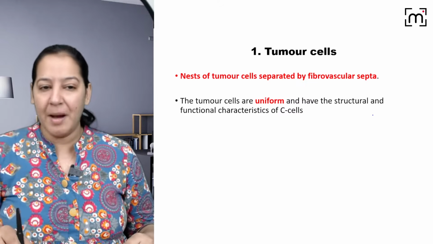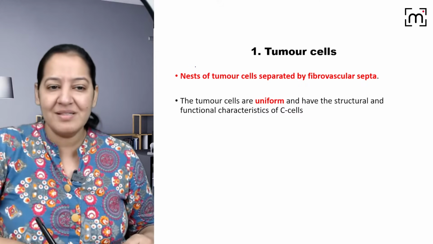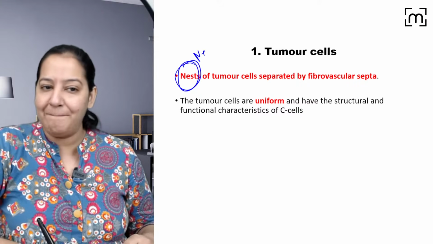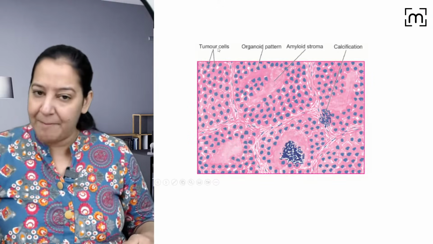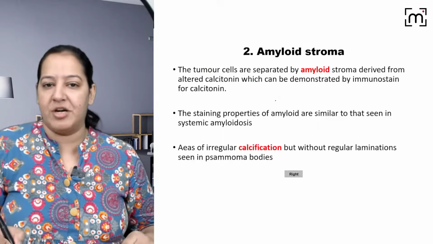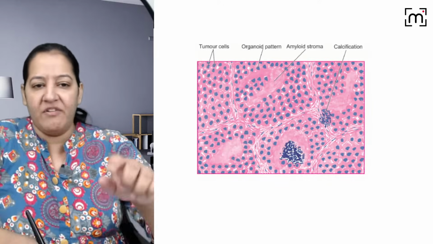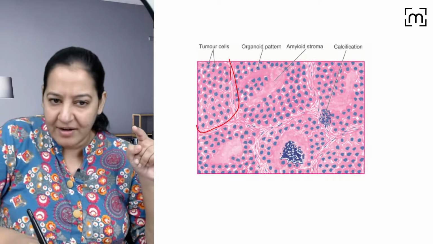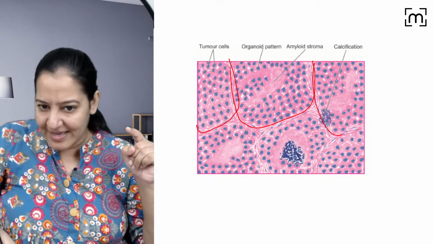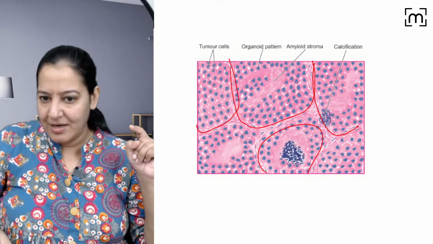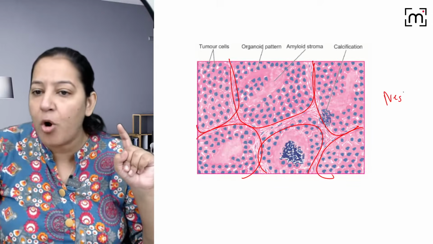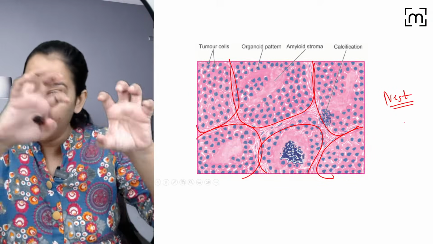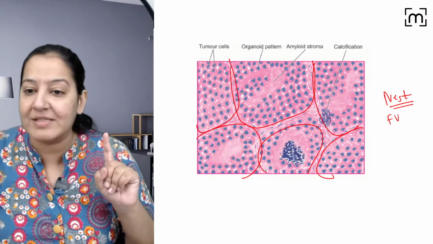Histologically, here 2 points are important. Number 1, the arrangement. Tumor cells are arranged in small nests. The pattern is nesting. I will show you the diagram. And the nests are separated from each other by fibrovascular septa. See here, this is one nest. This is another nest. This is another nest. So all these are small nests, which are separated from each other by fibrovascular septa.